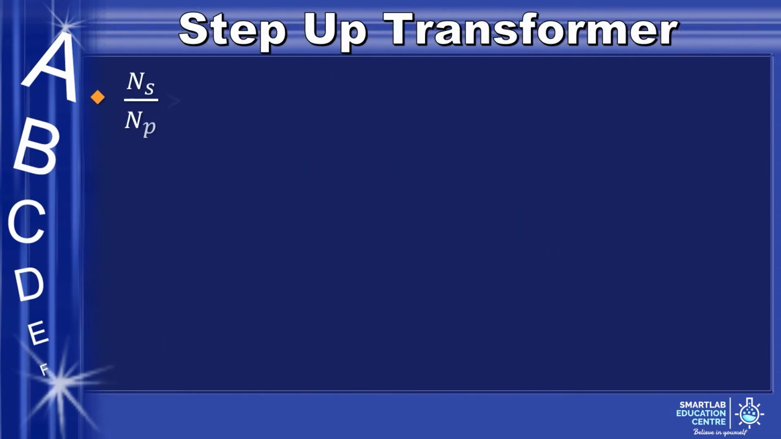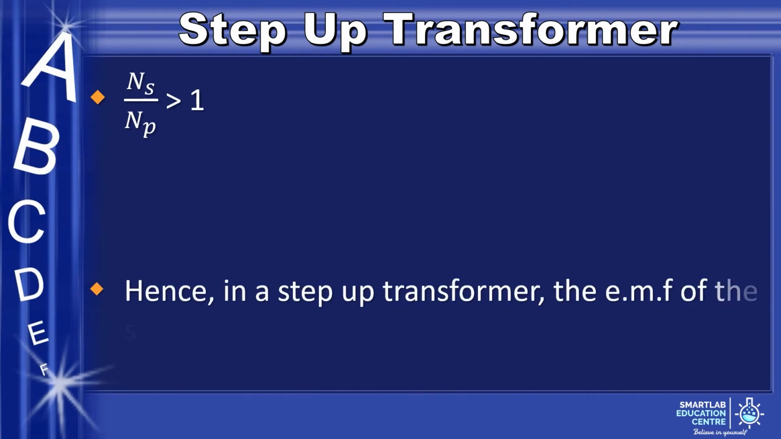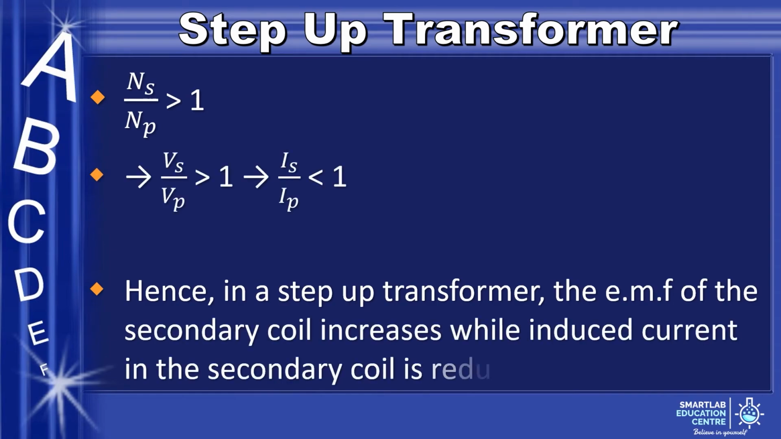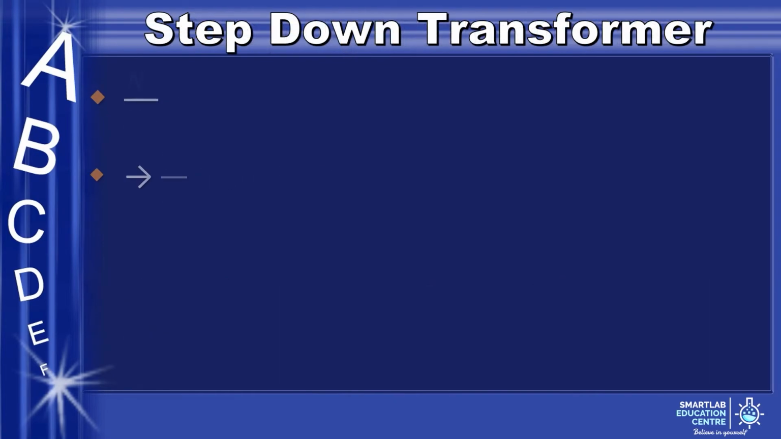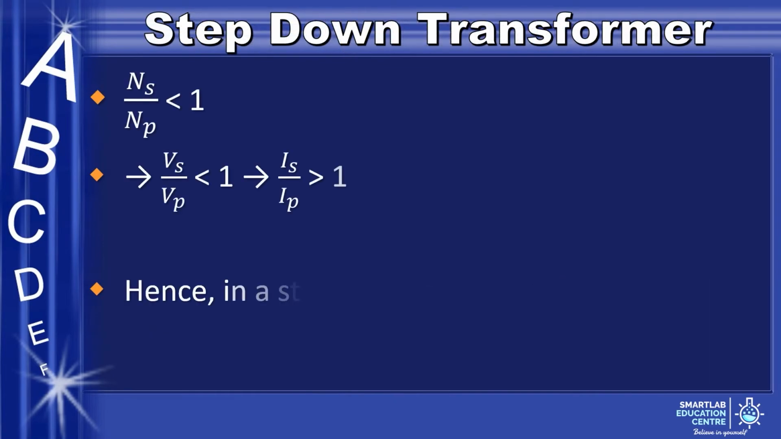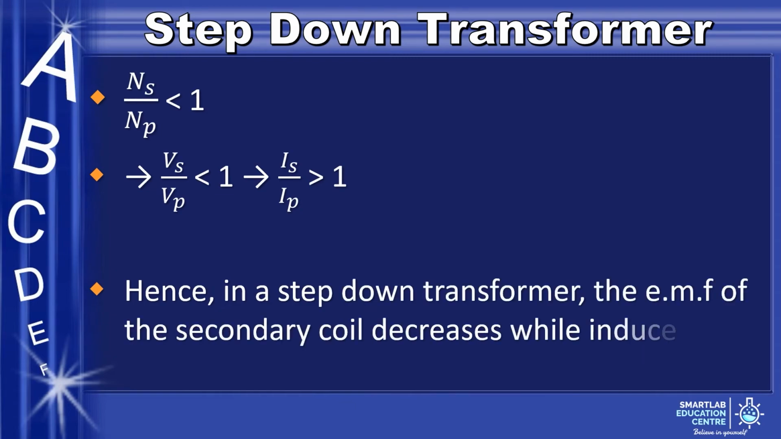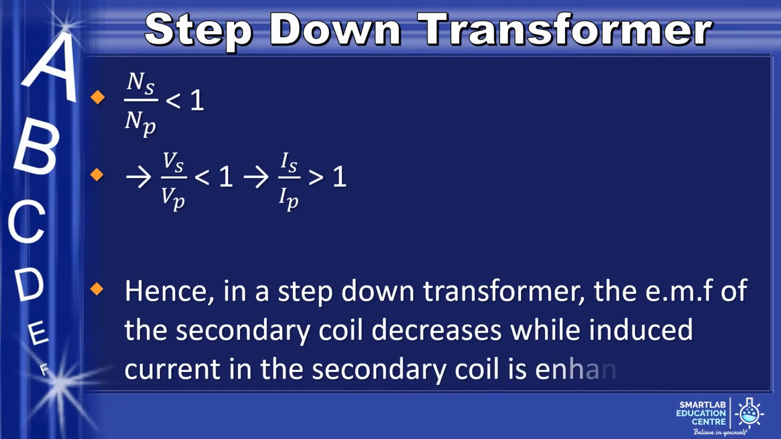In a step-up transformer, the turn ratio is more than 1. We can conclude that in the secondary coil, the EMF of the secondary coil increases, but the current of the secondary coil is reduced. The converse can be said with the step-down transformer, whereby the EMF of the secondary coil falls while the induced current in the secondary coil is enhanced.